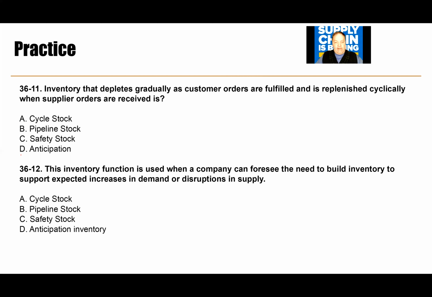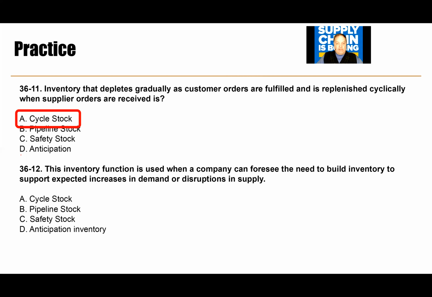36-11, inventory that depletes gradually as customer orders are fulfilled and is replenished cyclically when supplier orders are received is known as cycle stock, pipeline stock, safety stock, or anticipation. Best answer is cycle stock. That's pretty much the definition of cycle stock.